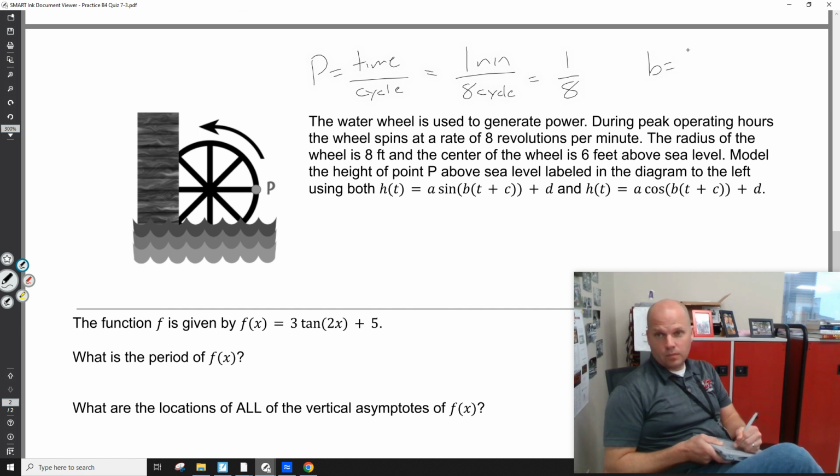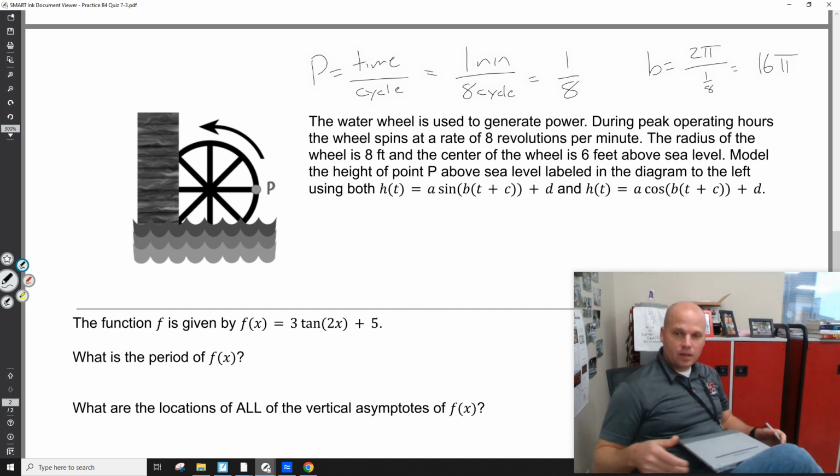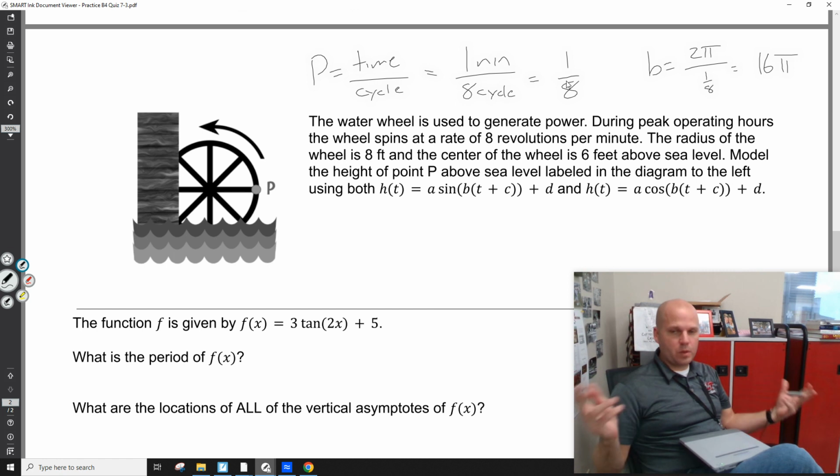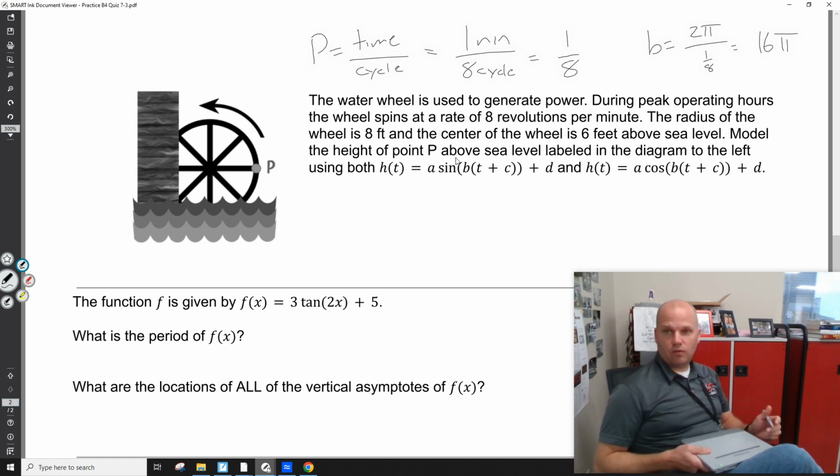That means B, which is 2 pi over my period, would be 16 pi. 1/8 divided by 4 would be 1/32nd to step it out if you wanted to graph it. You don't need to graph it. Let's just go off of what we have for my equation. The radius of the wheel is 8 feet, so this will be the amplitude. I'm going to go to a maximum 8 feet higher than the midline. I'll go to a minimum 8 feet below the midline, so A is going to be positive or negative 8. The amplitude is 8.